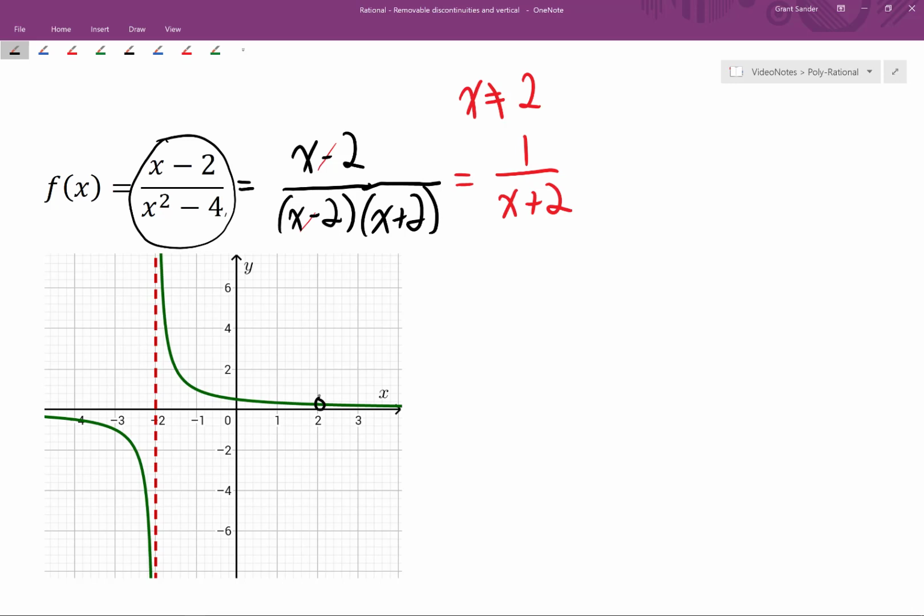So a removable discontinuity is a value of x that makes our denominator equal to 0, but also makes our numerator equal to 0, and we don't have a vertical asymptote there. It's kind of a complicated idea, but essentially it's a place where we expect to see a vertical asymptote, but we don't because that value of x also makes our numerator equal to 0.